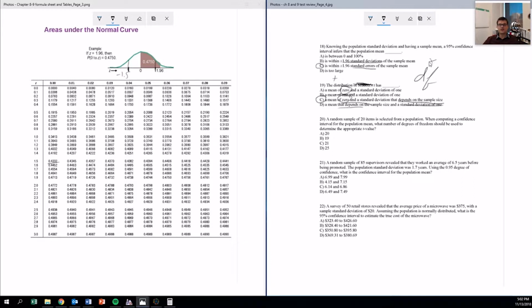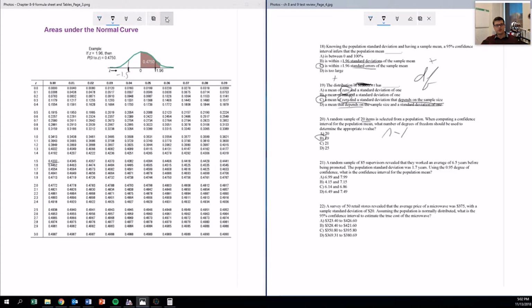So a random sample of 20 items is selected from a population. When computing a confidence interval for the population mean, what is the number of degrees of freedom that should be used? So degrees of freedom is n minus 1, and so we've got 19. If you want to see the formula for degrees of freedom, I put it right here. Degrees of freedom equals n minus 1.